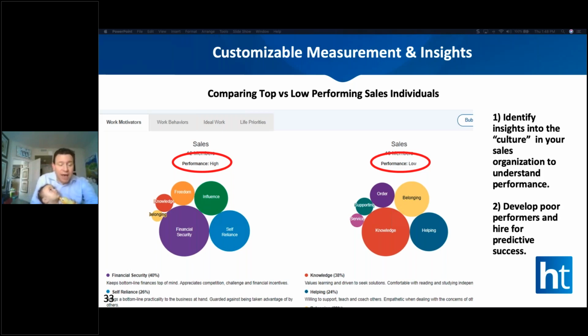In this case, on the left, the high-performing salespeople are driven by financial security, self-reliance, and influence, while the low performers on the right, that red circle, knowledge, the blue circle, helping and belonging, very different drivers of motivation. And so now you can train bad performers, but also then use this benchmarking for hiring and avoiding bad interviews and hiring people just like themselves to improve performance. Next, Charles.